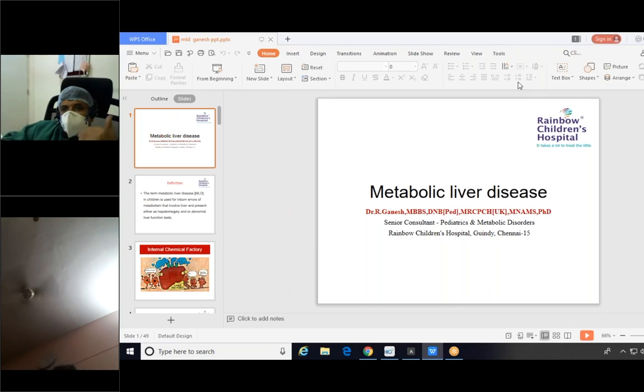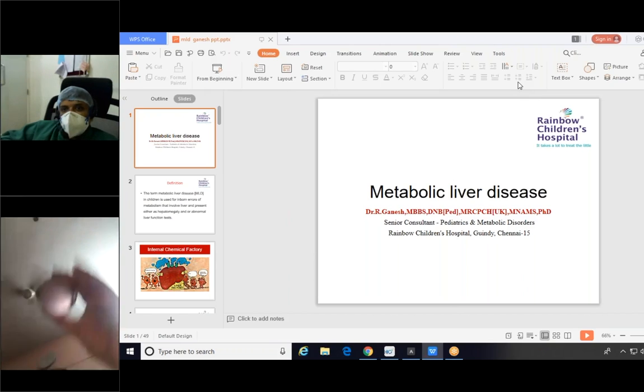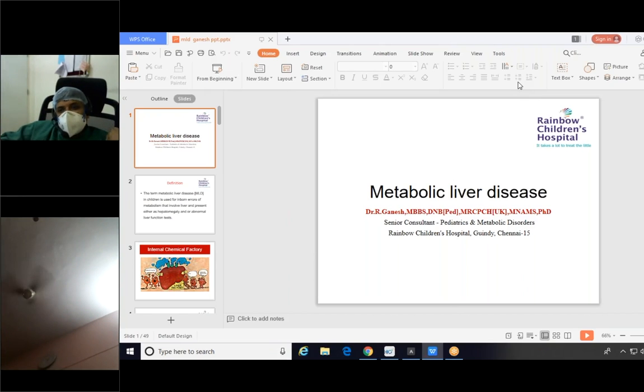because the management includes not only treating this patient but also offering counseling to the family members, and if they are planning for any future pregnancies, it is very essential for counseling. So the gene testing and the parents' gene testing play a very important role, especially when we are going to make the antenatal or the prenatal diagnosis.